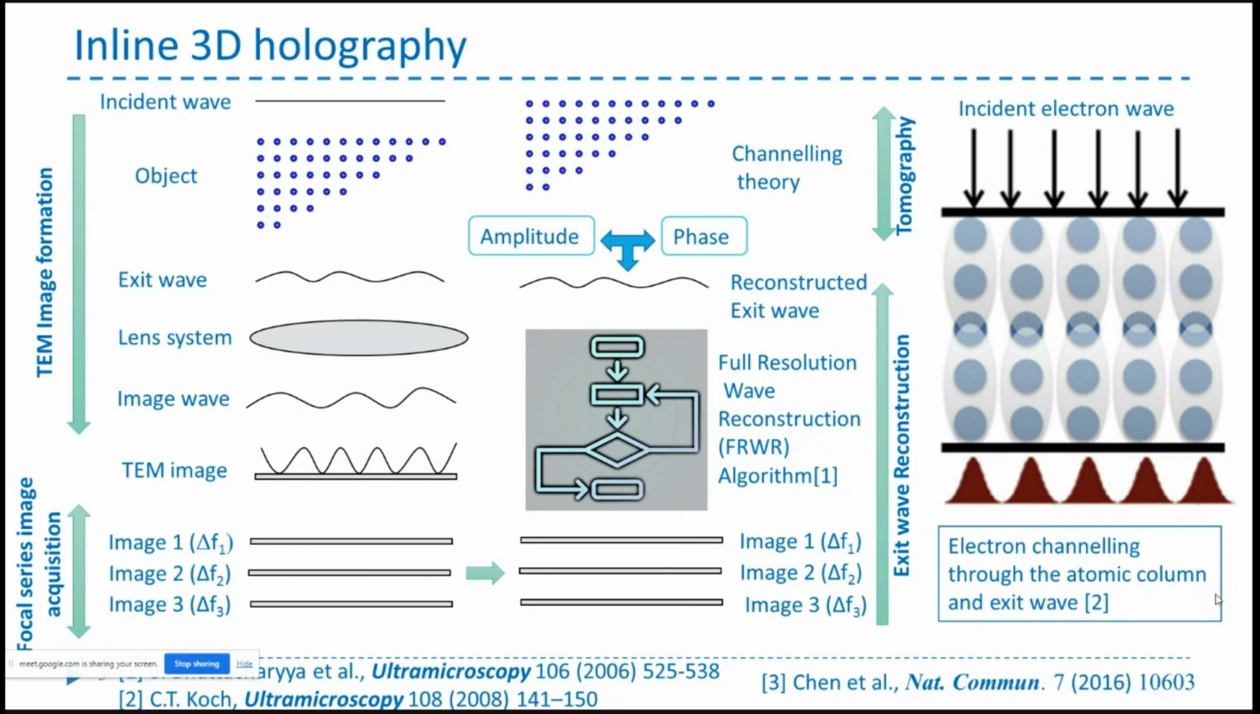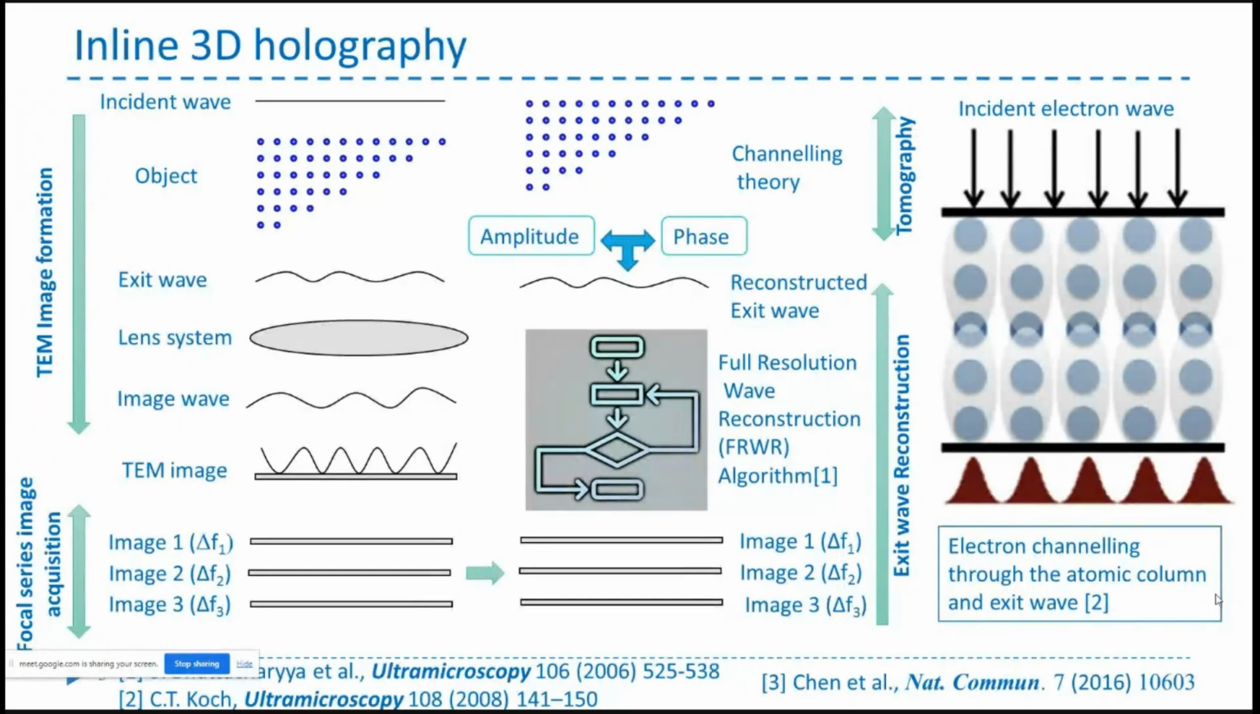You can go with off-axis holography, and I work with inline holography. I developed a method in my PhD where you take images at different defocus. From that, using an iterative approach, you can determine the phase and retrieve the exit phase wave. It's called the FRWR algorithm, and many people use that nowadays. So you are getting the exit phase wave. This is called inline holography, or exit phase wave reconstruction.